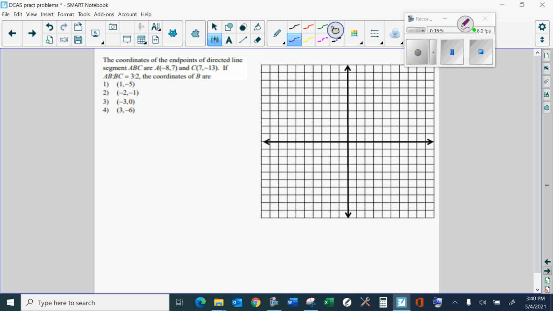All right, here are our directed line segments. They give you the endpoints, A and C. B is somewhere along that segment. It says from A to B is 3 parts, from B to C is 2 parts. There's a total of 5 parts, which means it's split into fifths. Plot -8, 7, right there, and 7, -13, I'm just estimating it right down there.